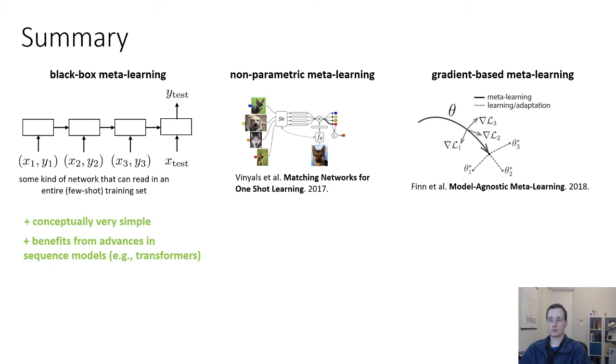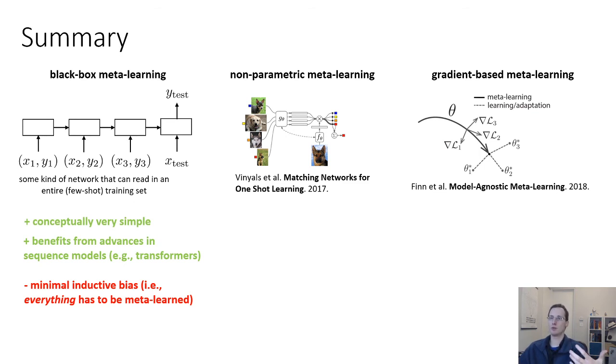These methods benefit from advances in sequence models. So if you use a transformer rather than an LSTM, it'll work better. So all those developments in developing better sequence models will help with these black box approaches. But they do also have a number of shortcomings. First, they have minimal inductive bias, in the sense that everything has to be meta-learned.